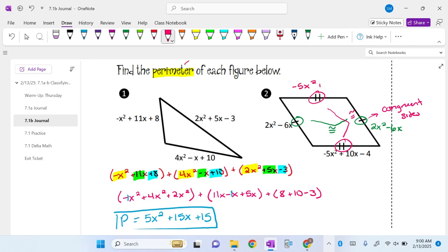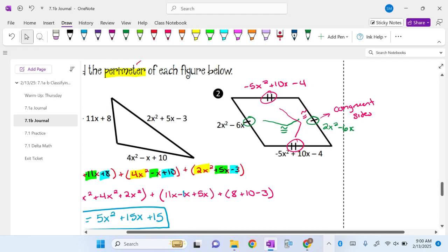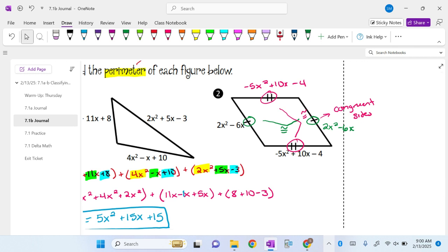Negative 5x squared plus 10x minus 4. And then from there, we would just do exactly what we did in the last one. So I'm not going to work that one out because it's the exact same as the last process. But I just wanted to show you that when you see those tick marks, that's how you figure out those sides. Does everyone get that?